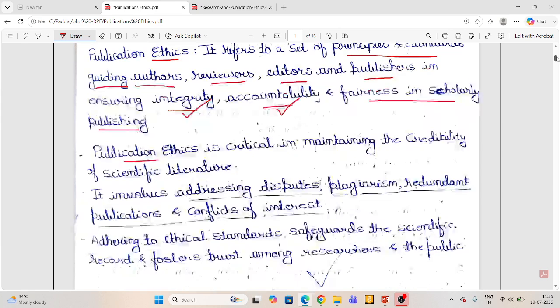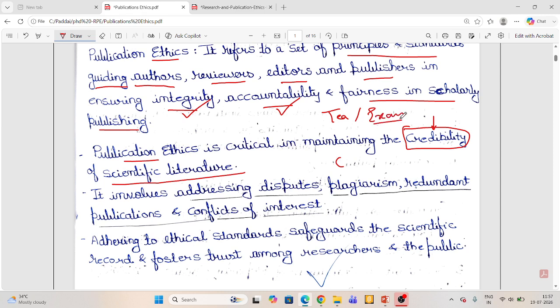Another definition. Publication ethics is critical in maintaining the credibility of scientific literature. What do you mean by credibility? Credibility means people will trust me only if I am maintaining that ethics. Let's take an example. If you are appearing for any kind of exam, what do you look for? A book or a source which is credible enough, where you can trust, where there is transparency and it is valid. You're not studying from a book which is giving you unnecessary or unrelated information. Also, you would look for a mentor or a teacher who has already been associated with that particular background. This gives you the credibility. It involves addressing disputes, plagiarism, redundant publications and conflict of interest.